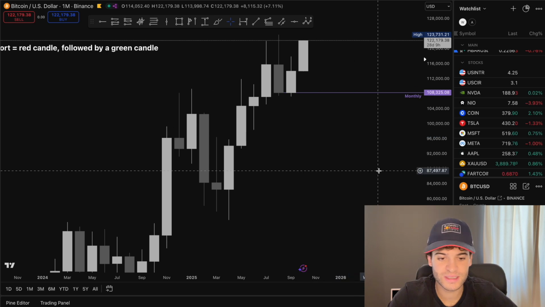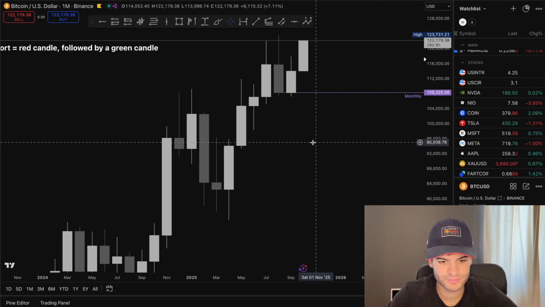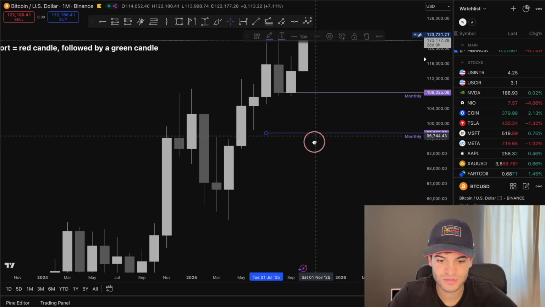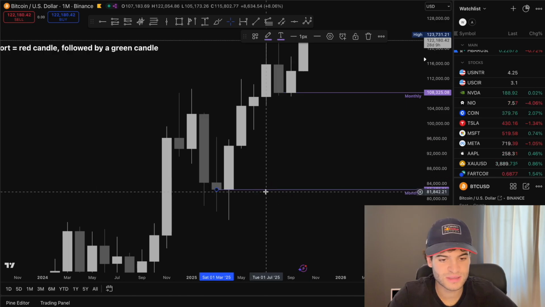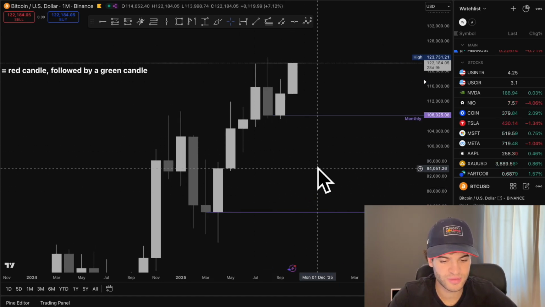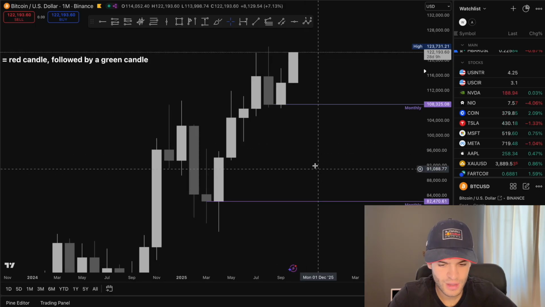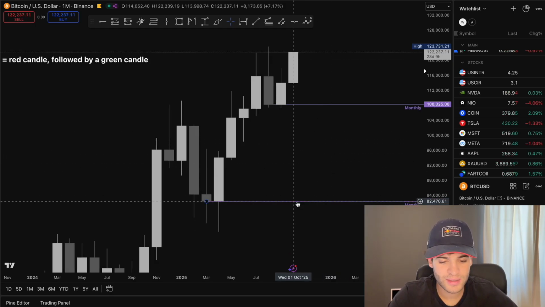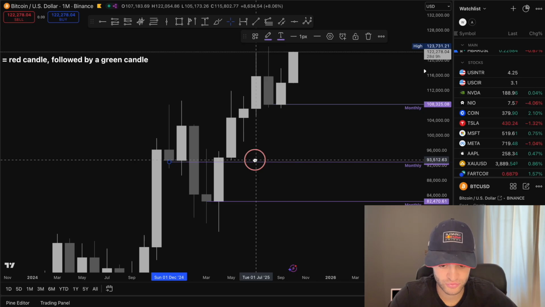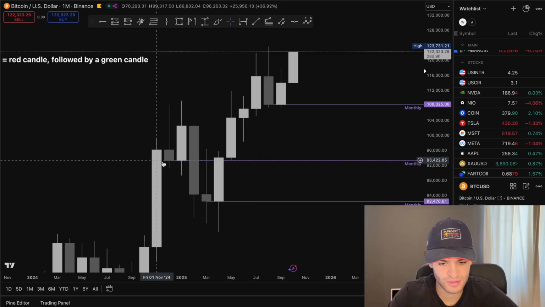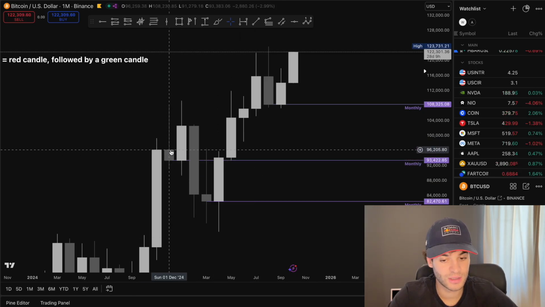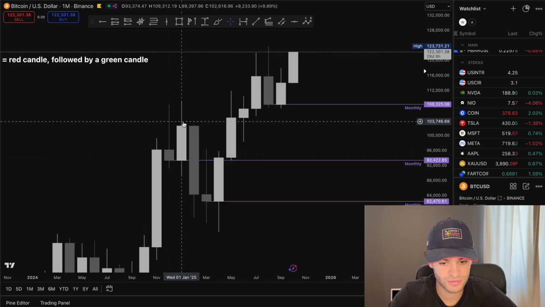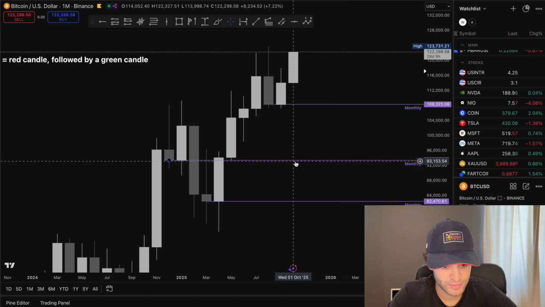Now, where do we see another valid monthly level? I can already see one, and it is right here. These are our two monthly level supports. You're probably asking yourself, why am I not tracing the support right here? This is also a monthly level because you have a red candle and a green candle. So you have the red candle followed by the green candle. Nope, that is wrong.